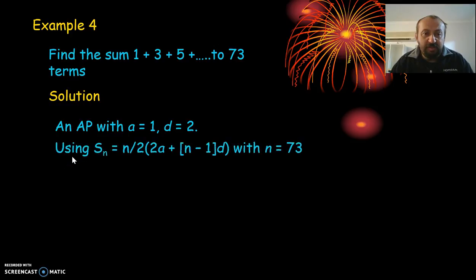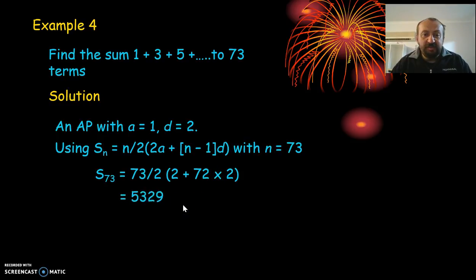So what we can do is use our Tn or Sn, it doesn't really matter. Finding the sum of an arithmetic progression is n divided by 2 times 2a plus n minus 1 times d, with n equals 73. So the sum of 73 terms is 73 over 2 times 2 plus 72 times 2, and this comes to 5,329. Okay, so there's a few examples.